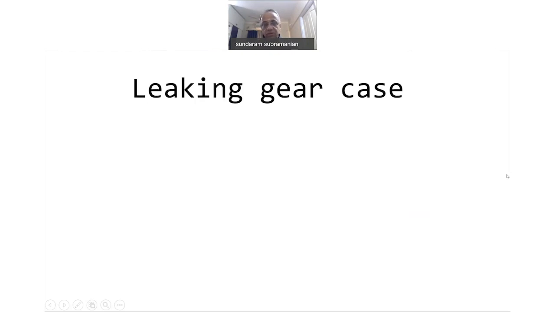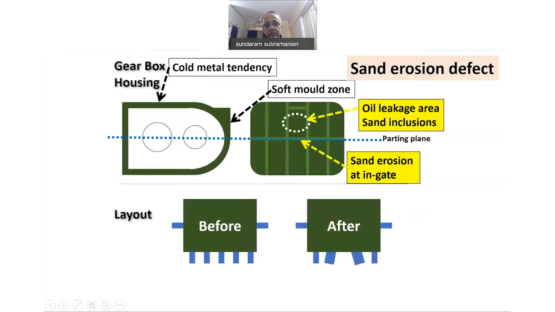Now let's look at what was done. So this is basically the gearbox, with a cold metal tendency on the cope side wall. There is a vertical wall here, in this zone where the mold was not getting compacted. It was fairly soft compared to the rest of the portions. So this was a softer mold. And you needed one ingate here so that you can avoid the cold metal tendency and fill the mold completely. But what was missed was the sand erosion that is taking place at this ingate.